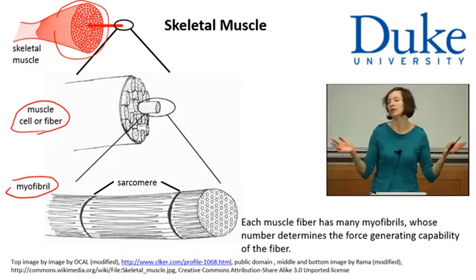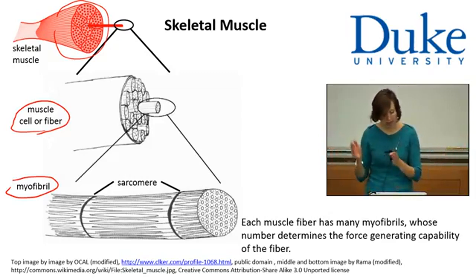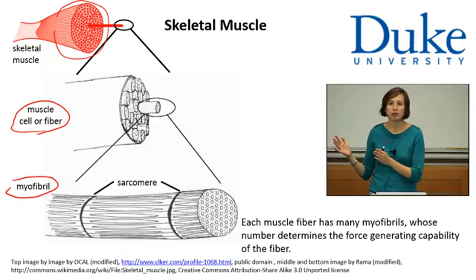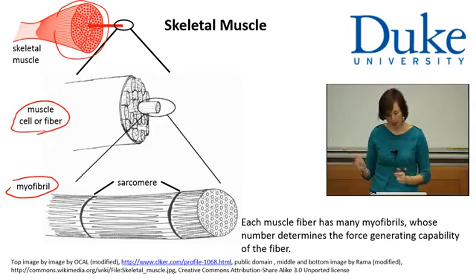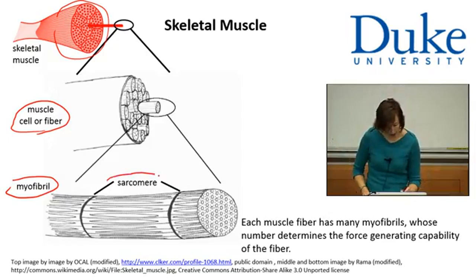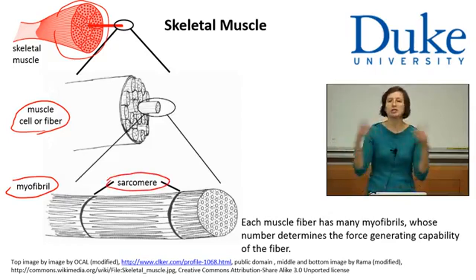So the myofibril is kind of the functioning unit within the cell that is contracting, and along its length, myofibrils can be divided into sarcomeres, which is what's shown in here. So a muscle cell is made up of many myofibrils that are in parallel, and then a myofibril is composed of many sarcomeres that are in series.